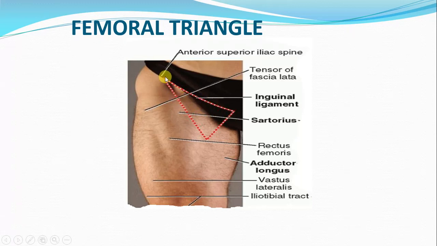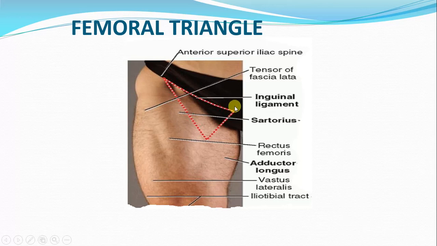If we recall, one muscle of the anterior compartment of the thigh was the sartorius, a rope-like muscle originating from the anterior superior iliac spine and going obliquely downward to the medial side of the tibia. So that muscle was the sartorius, and this line is of the sartorius.